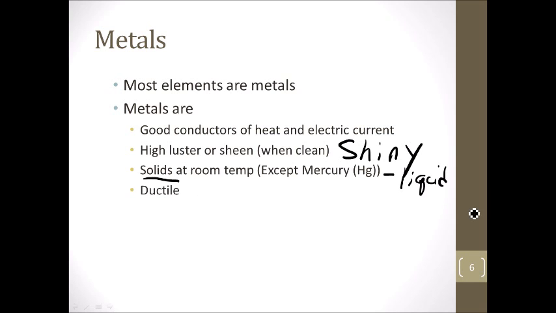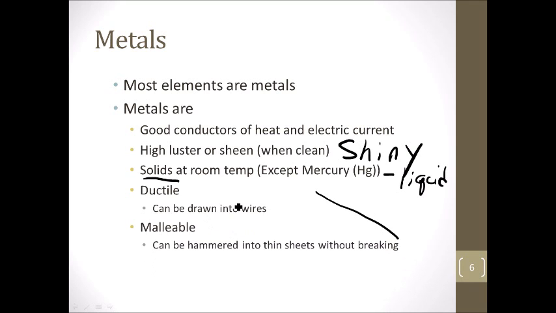They are ductile. What that means is they can be drawn into wires. So you can soften it up and pull it out and make a wire out of it. And they are also malleable. Malleable is kind of a synonym for bendable. Well, what we mean in chemistry by that is it can be hammered into a thin sheet without breaking. Kind of like sheet metal.